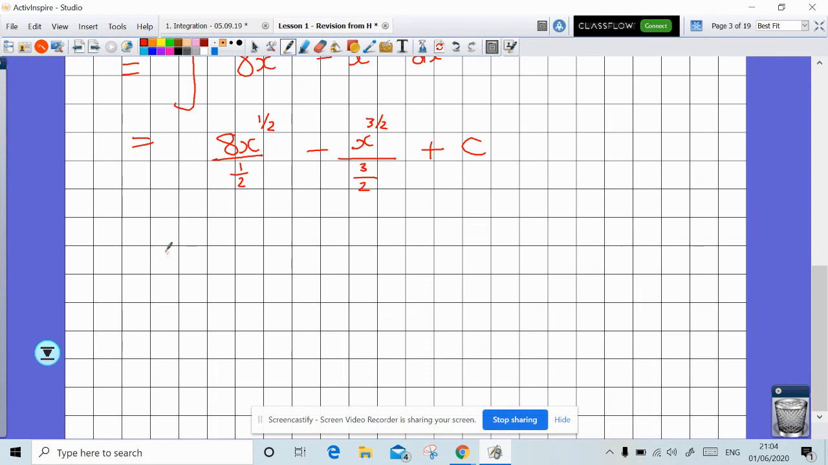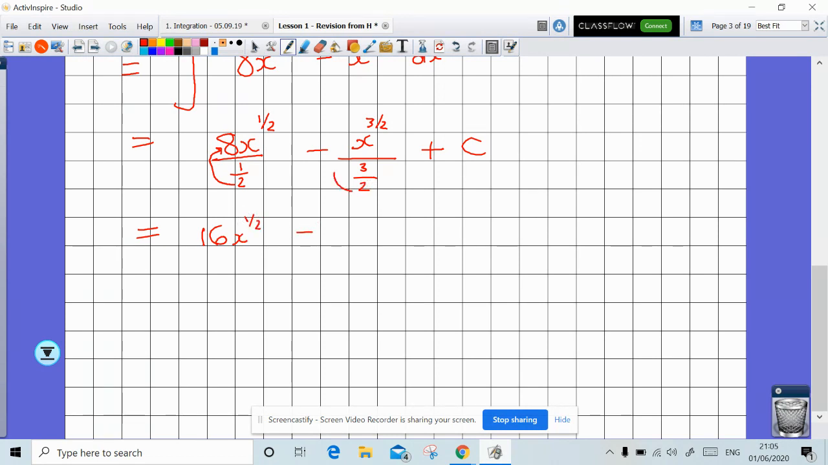Obviously, this looks very messy, and we're not going to leave our answer like that. Now, if you've got a fraction on your denominator, what you can actually do, see this wee 2 here? You can bring that up to the top and multiply that. So 2 times 8 just gives you 16. So what this actually is, 16x to the half over 1, which is just 16x to the half.